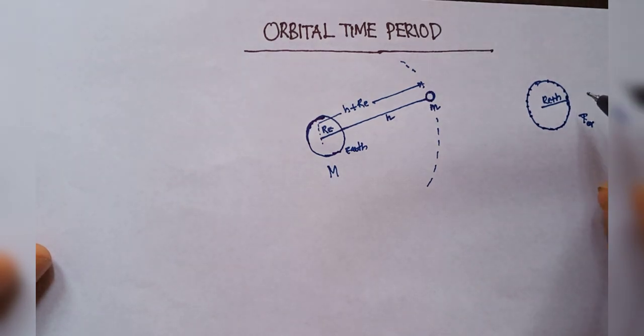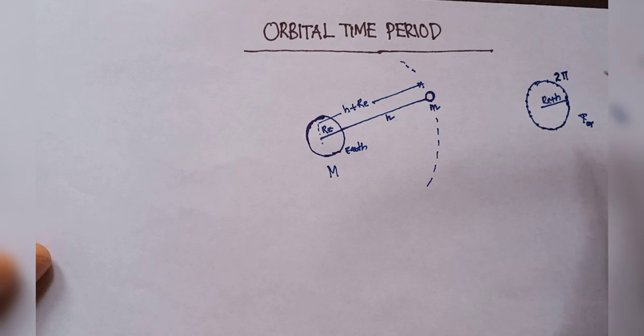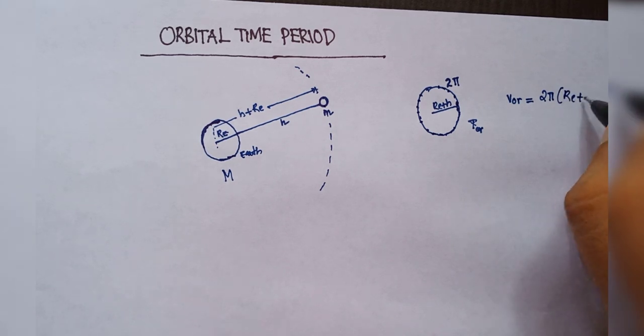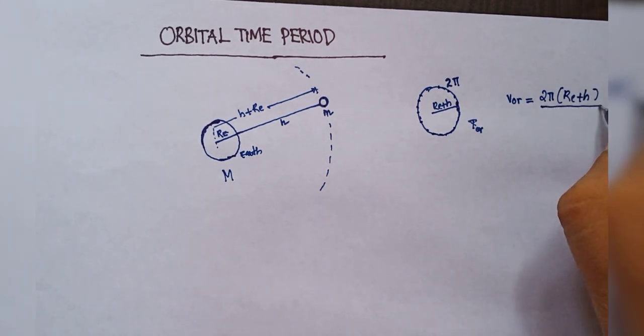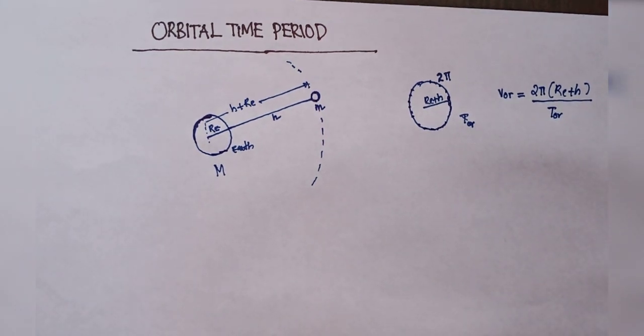So with a distance, since this is a circular path, it is obviously going to be associated with 2 pi. So 2 pi into Re plus h. So your orbital speed should be equal to 2 pi times Re plus h, divided by the orbital time T_orbital. I think this concept is very clear. It's basically the circular motion you have studied in your basic physics chapters.